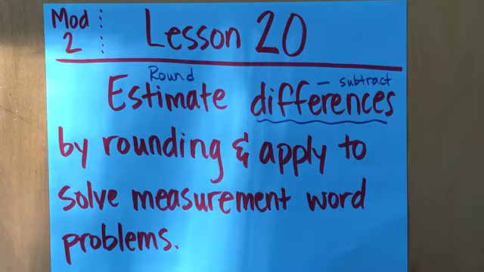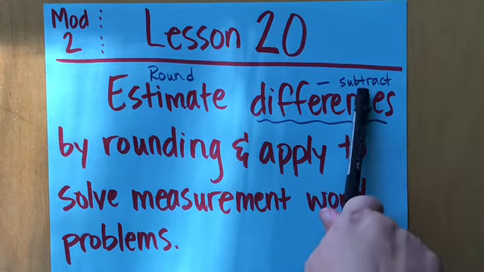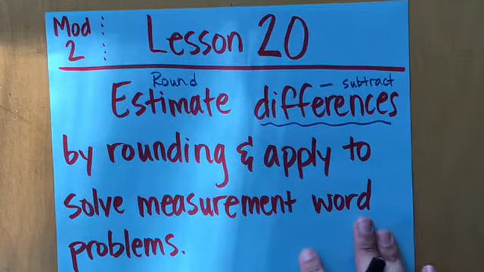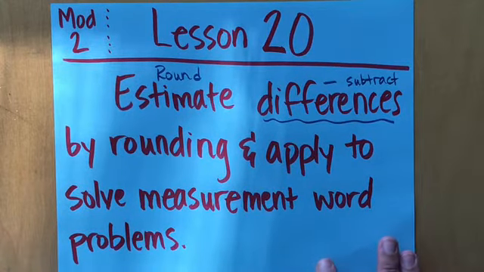Hey third graders, welcome to Module 2, Lesson 20. Today we're going to estimate differences by rounding and apply to solve measurement word problems. Remember, differences means that we're doing subtraction. Estimating means that we're going to be rounding our numbers first before we find our exact answer.